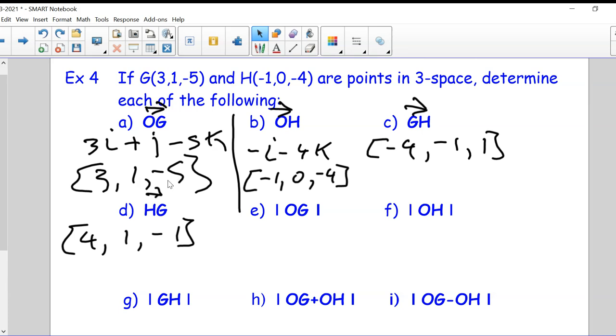So remind me now, what do I do to get the magnitude of the OG vector? Anybody remember how that works from yesterday? In fact, I just reviewed that with you a few minutes ago. Distance formula. Thank you, Fernando.